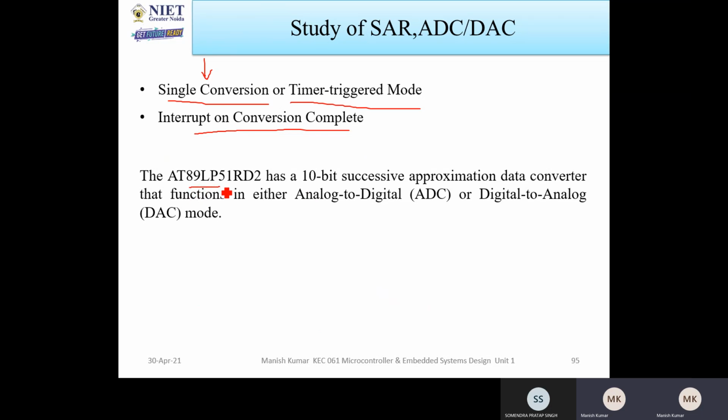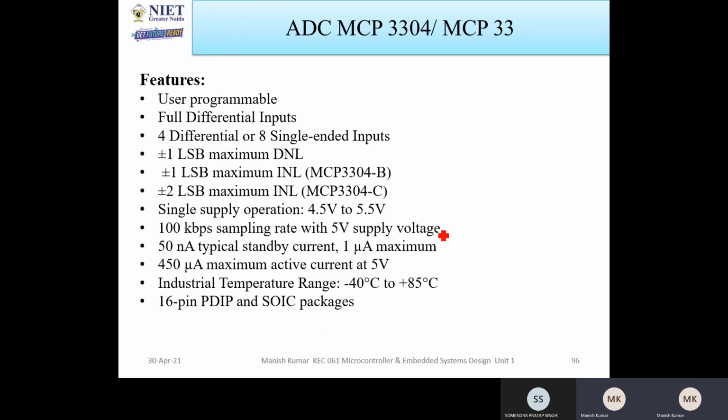The 8089LP51R2 has a 10-bit successive approximation data converter, which works in ADC or DAC mode. So there are two modes, ADC mode or DAC mode. If you want to configure this mode, you can do so.